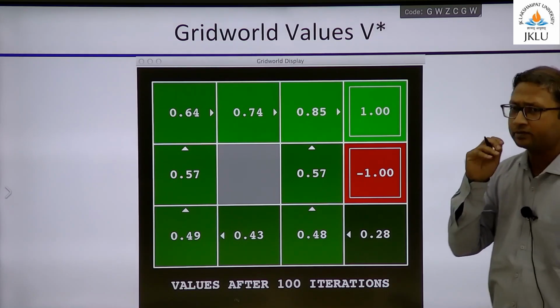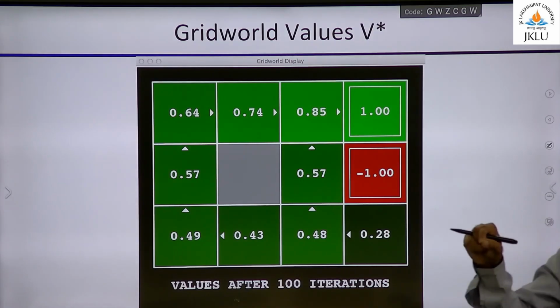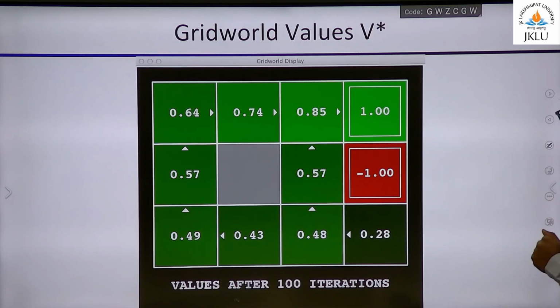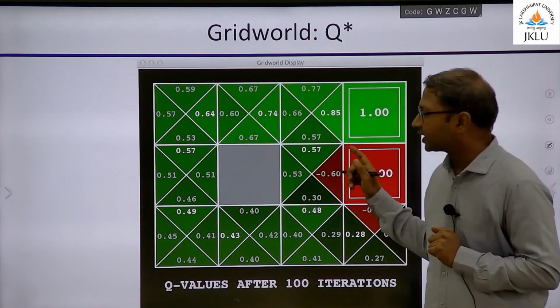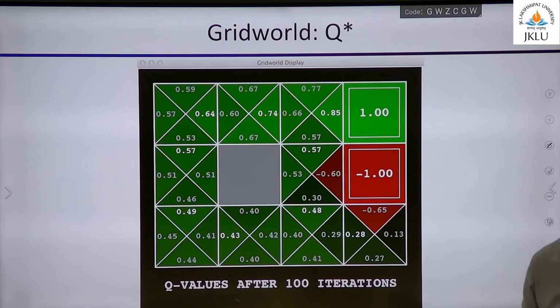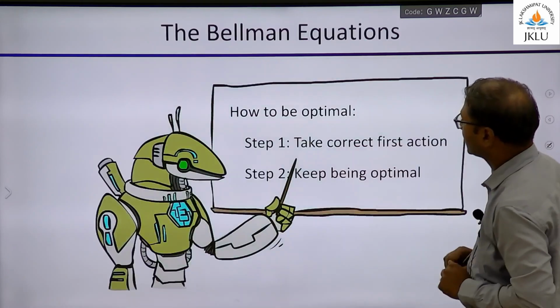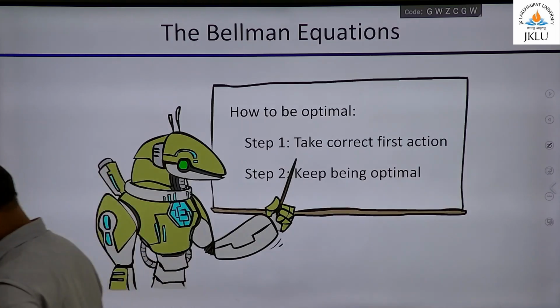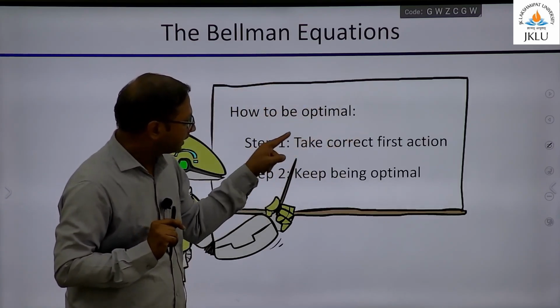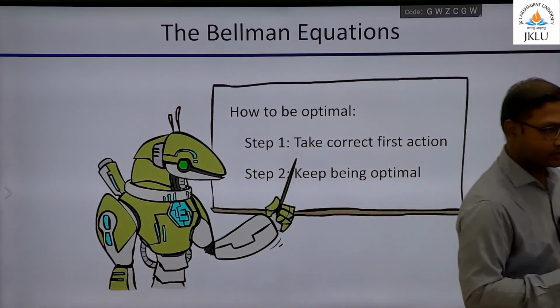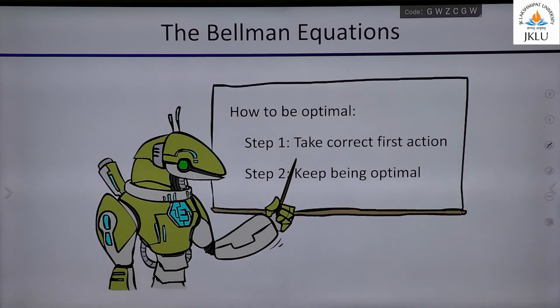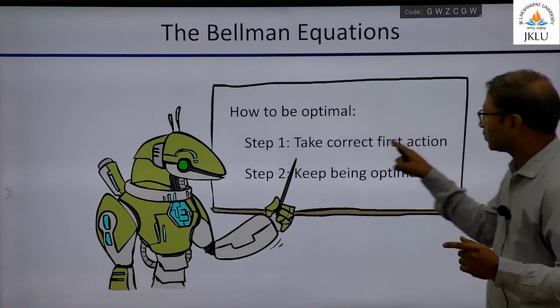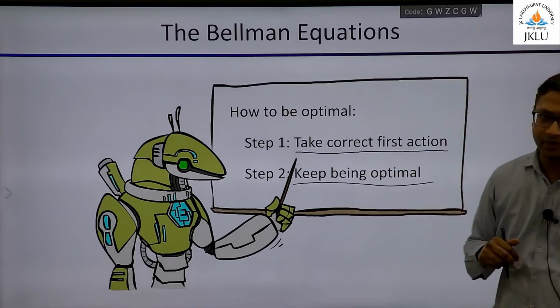How did we get these values, by the way? It does not matter what is the exact number. What matters is how did we get. So we got this using Bellman equations. And what are these values? How are V star and Q star related? So maximum of that Q state will be your V star. How to be optimal? What is this particular equation? So this is Bellman equation. Take correct first action. This particular statement belongs to which equation? Take correct first action. So what was this? Take and keep being optimal from there on.